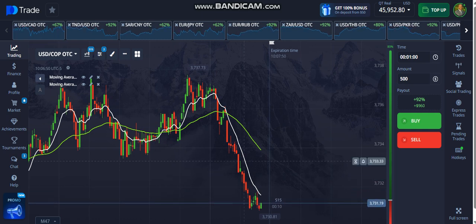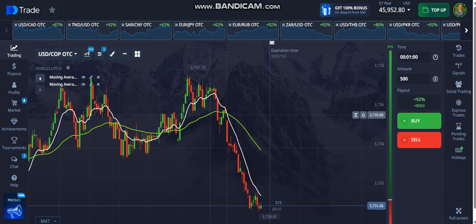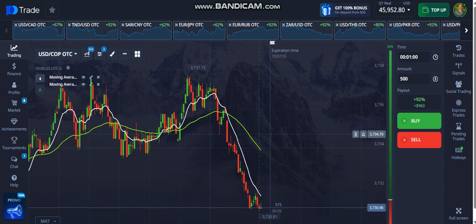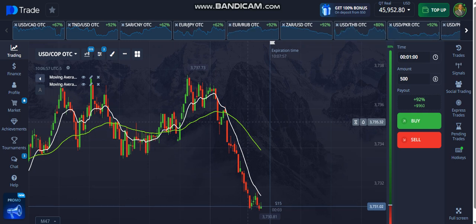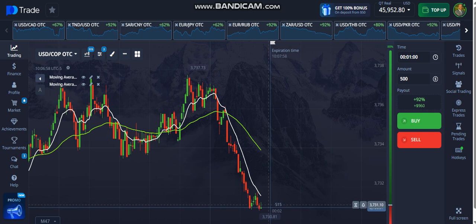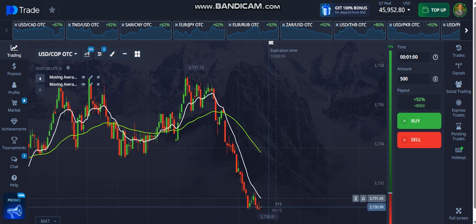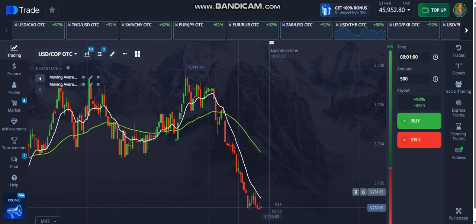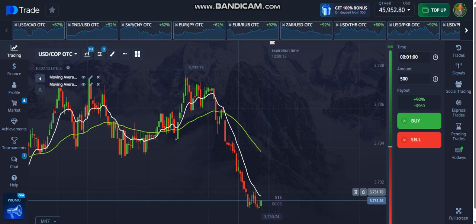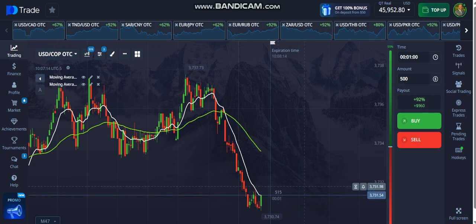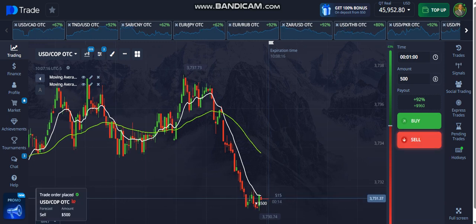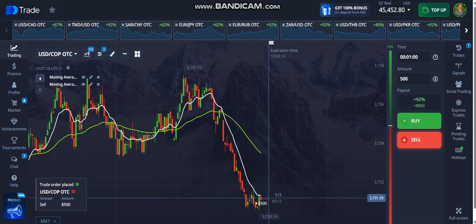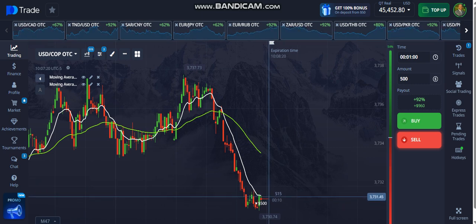First, we see the crossover, the 10 and the 50, the 10 being the white line, the 50 being the green line. And I'm waiting for the price to retrace and hit that 10 EMA line so I can take a put trade or a sell trade. And here we go. Okay, so I just took the trade.